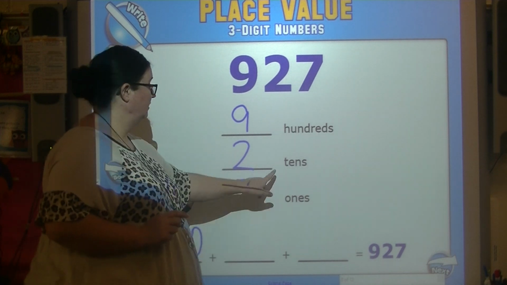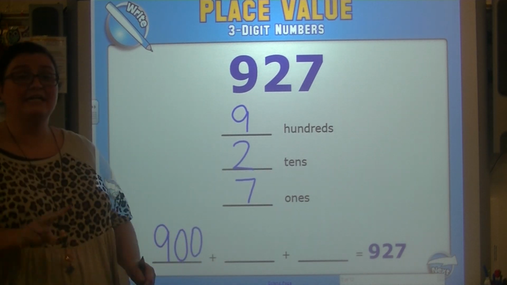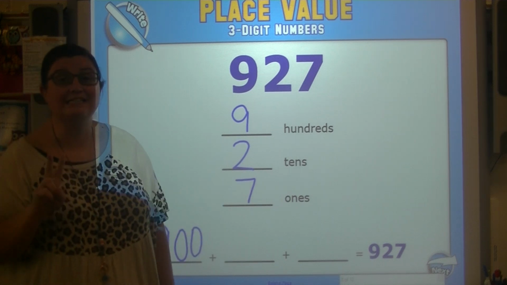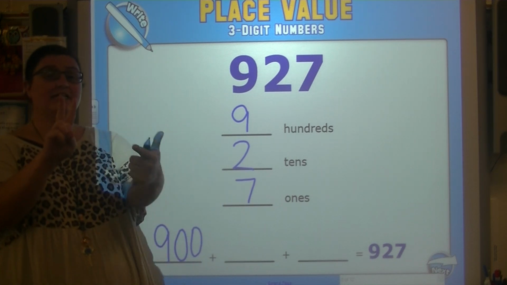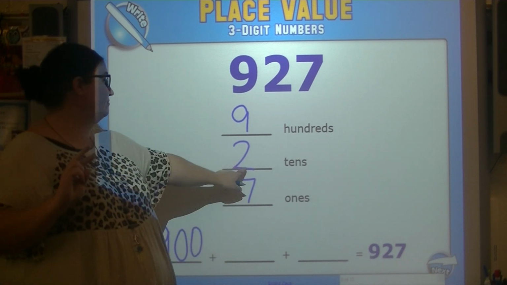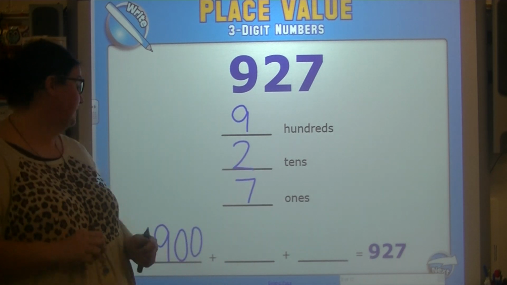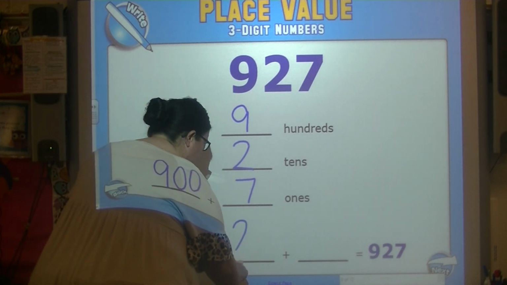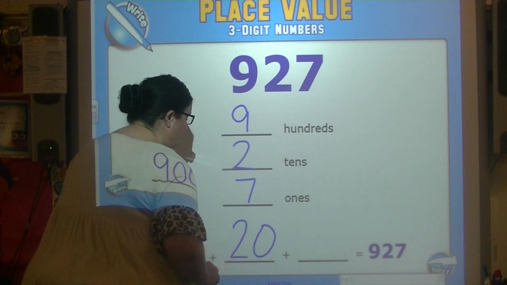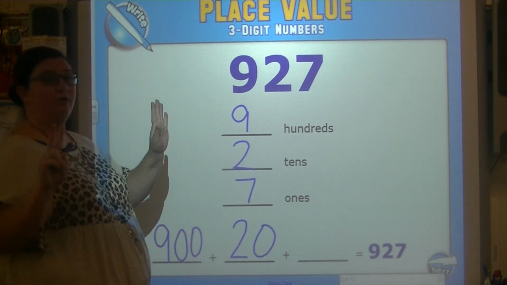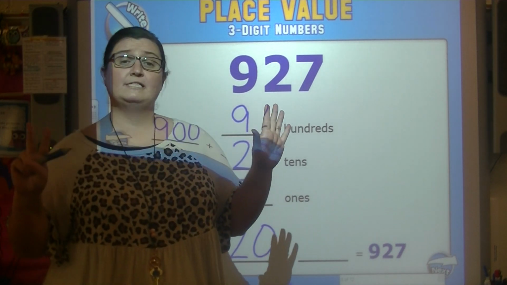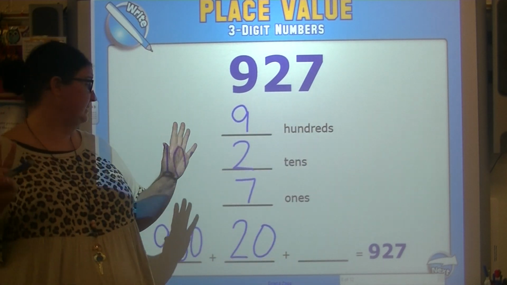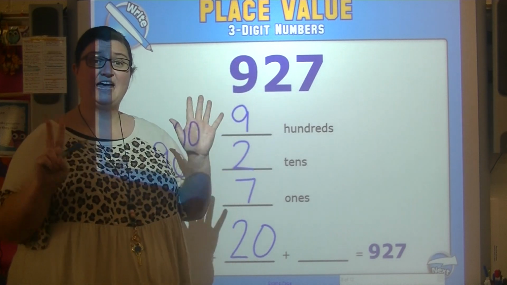Plus, I have 2 tens. We count tens by tens. That's right. So 10, 20. So 2 tens is worth 20. 900 plus 20 plus we have 7 ones. What do we count ones by? Yes, by ones. So we don't have to count the ones. We can just say 7.